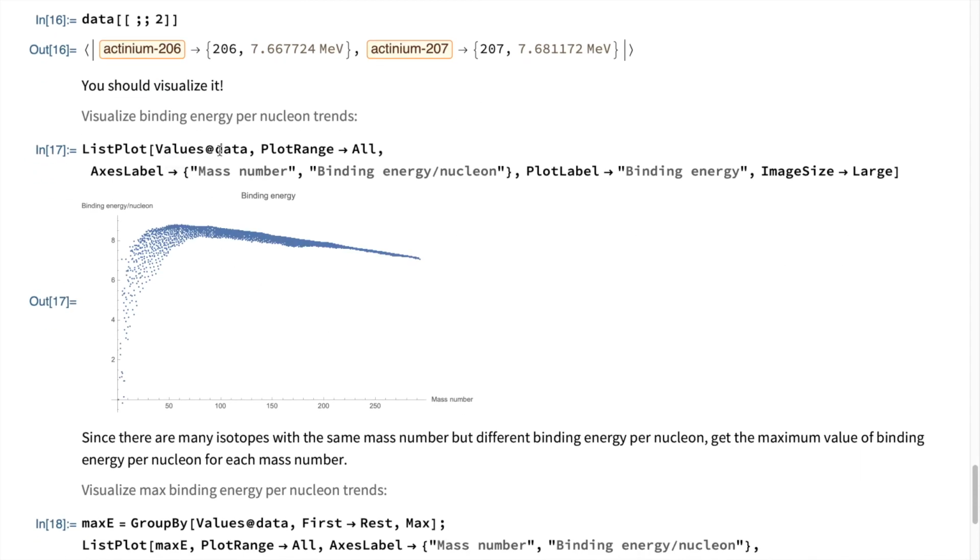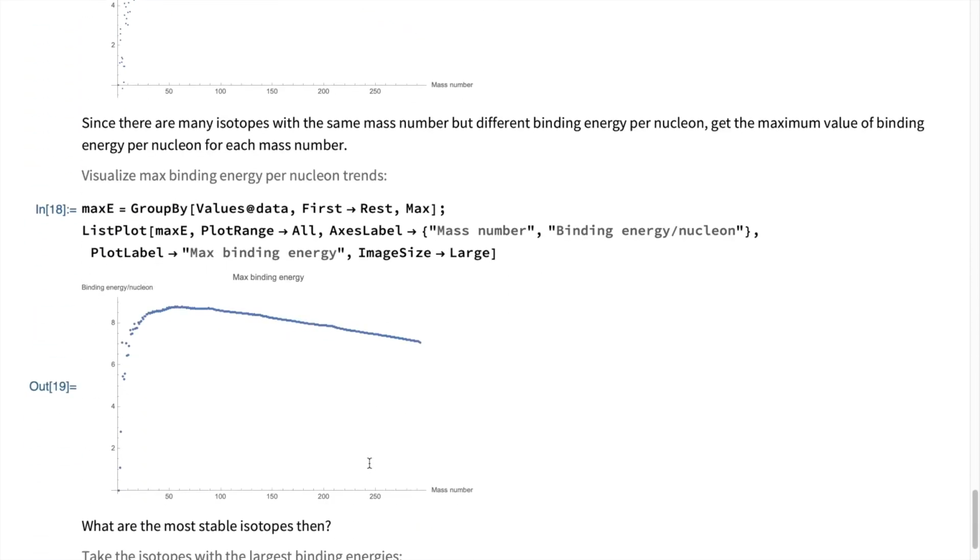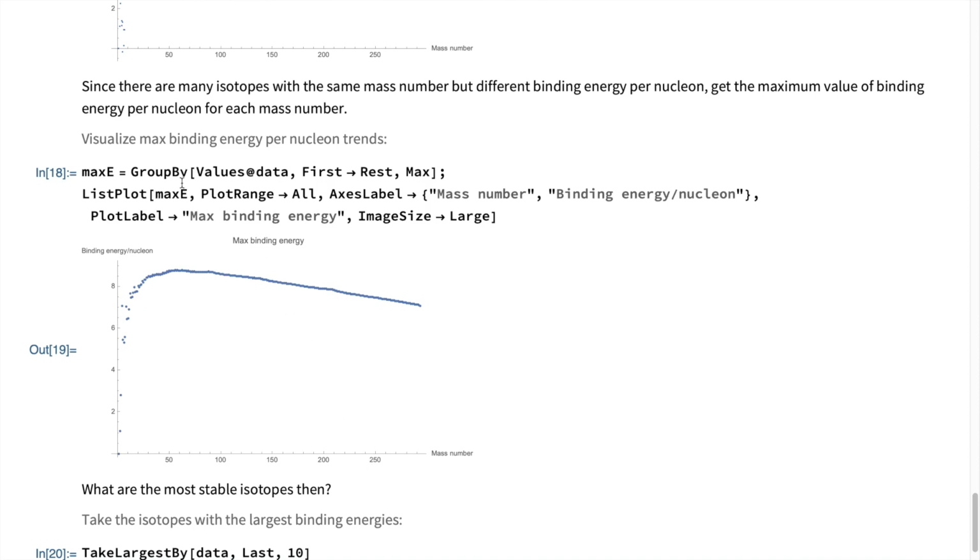We'll take the values in our data and plot the coordinates using listplot. As you can see though, for each mass number, there are multiple binding energies. So let's just take the maximum binding energy in each. I will do that using the group by function. What I'm basically doing is grouping binding energies by their mass number, which is the first element. The rest function here simply is my list with the first element removed, so it just is the second element or binding energy per nucleon. Finally, within each mass number grouping of binding energies, I will only take the maximum there.